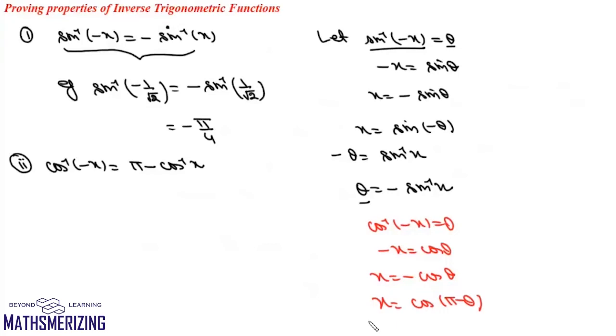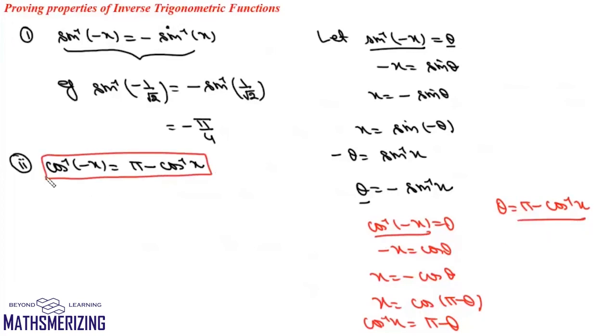Now we'll take inverse function. So we can write cos inverse x equals pi minus theta, or theta is pi minus cos inverse of x. Now comparing these two, we can write cos inverse minus x equals pi minus cos inverse of x.